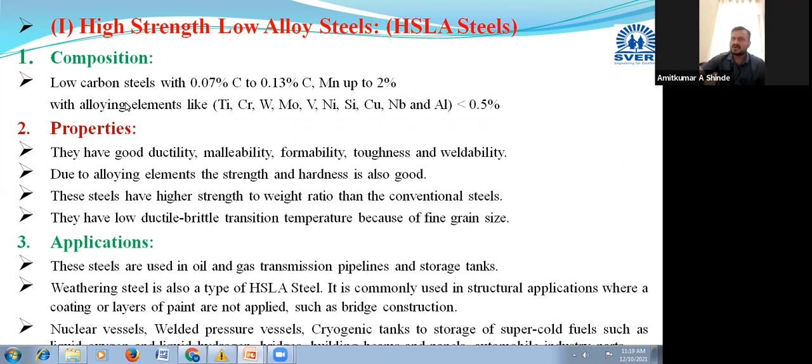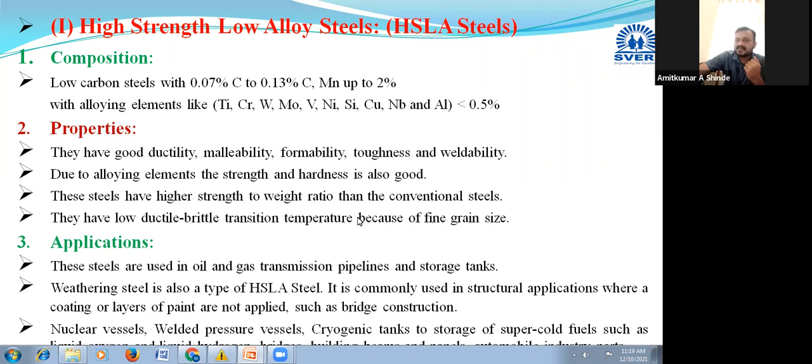Then some other alloying elements are there. Here I have mentioned some elements like titanium, chromium, tungsten, molybdenum. These will increase the strength and hardness of that particular steel. They will form a very small amount of their respective carbides by reacting with the carbon present in that steel. As alloying element quantity is very less and carbon quantity is also very less, small amounts of carbides will be formed, and they will increase the strength also.